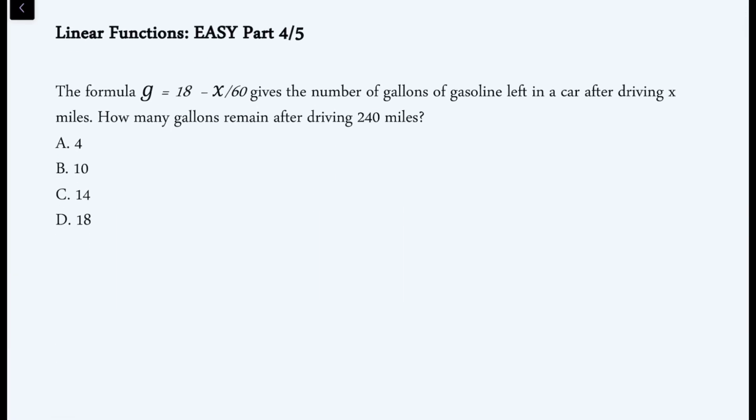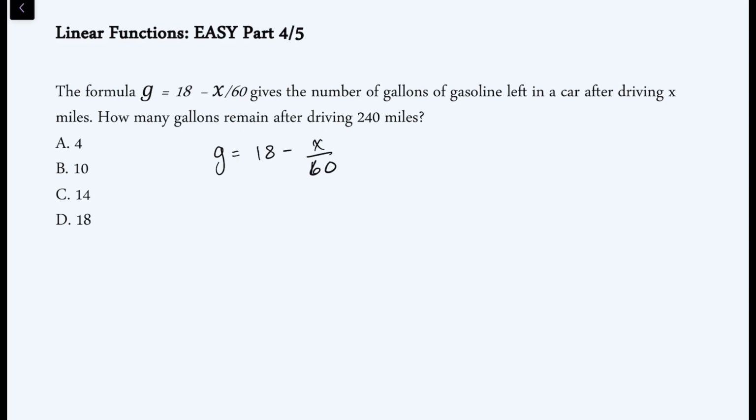The formula G is equal to 18 minus x over 60 gives the number of gallons of gasoline left in a car after driving x miles. How many gallons remain after driving 240 miles?